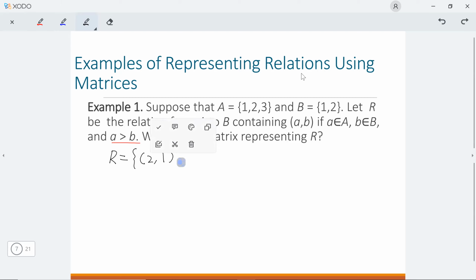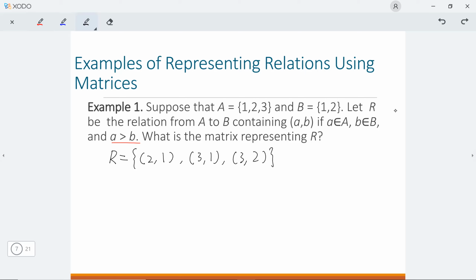Then let's move to the next one. If we choose 3 from side A, then look at B. Is there any element in B smaller than 3? Actually, both are smaller than 3: 1 is smaller than 3 and 2 is smaller than 3. So we will have 3, 1, which should be in our relation, and 3, 2, which should also be in our relation. So now we find the elements in this relation are 2, 1, 3, 1, and 3, 2. Now we know our definition of the relation.